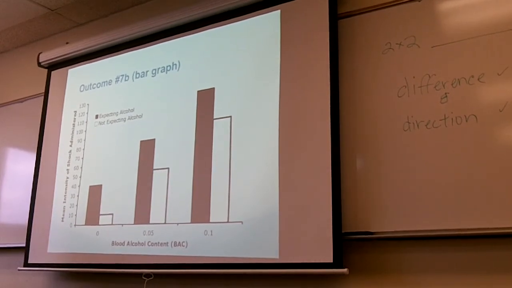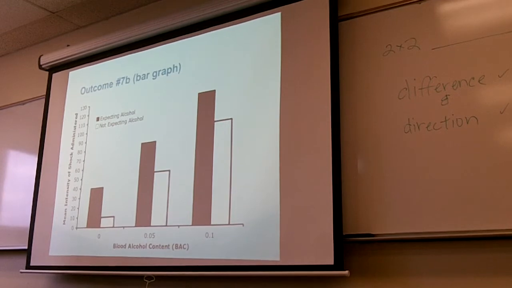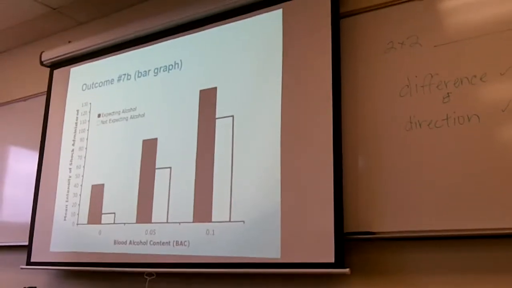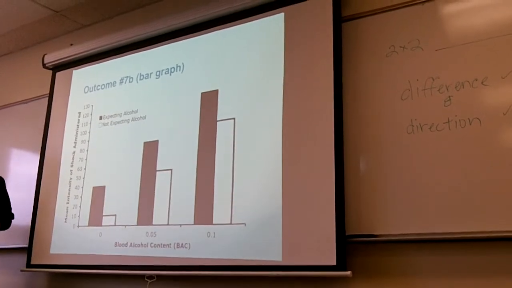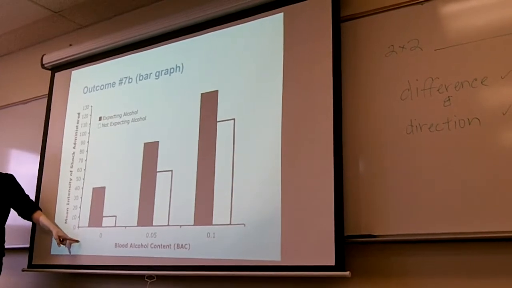So we said before that we thought we had a main effect of beverage and a main effect of expectation and no interaction. All right. So, main effect of blood alcohol content.